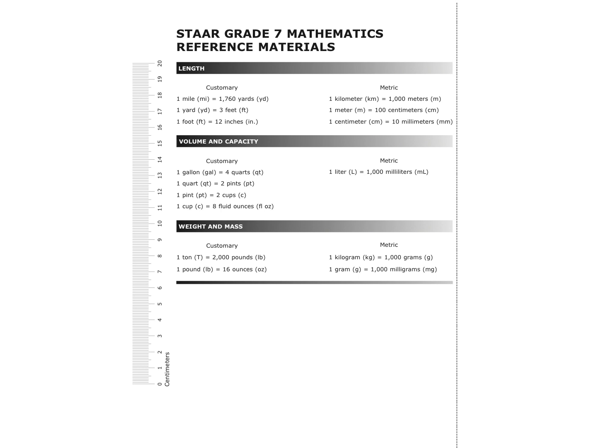Also, on the next page, you have length in customary and metric, miles to yards and yards and feet, feet to inches, and volume and capacity also in customary and metric, and weight and mass in customary and metric. You're also provided a ruler in centimeters so that you can measure if you need to.